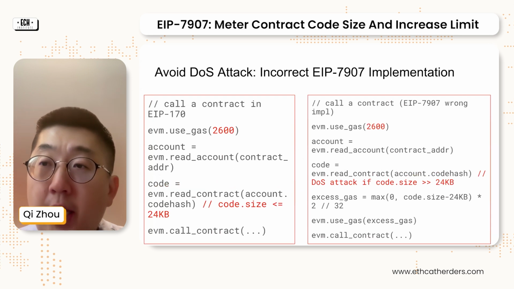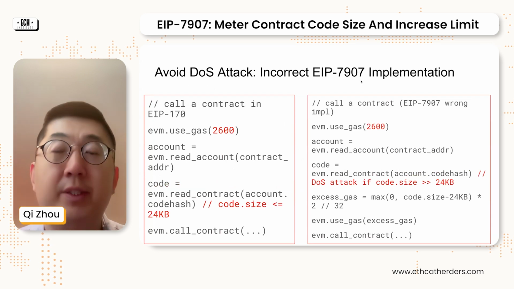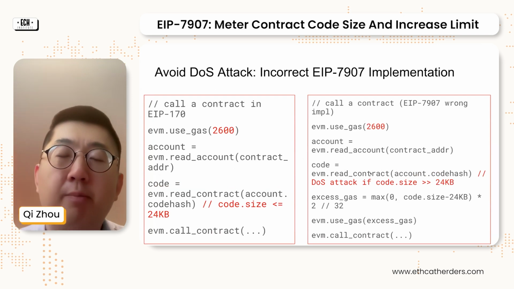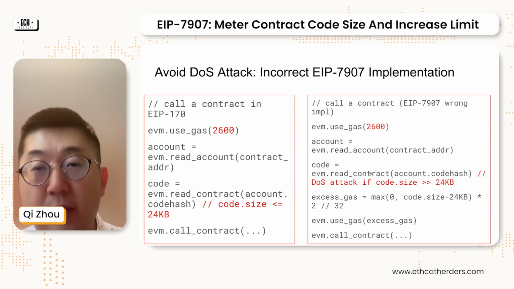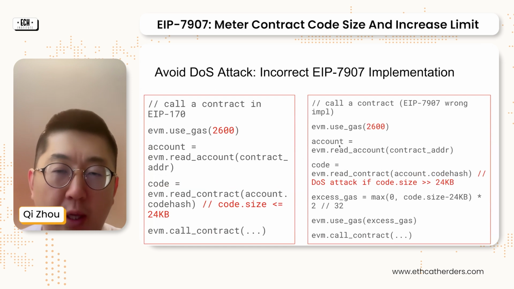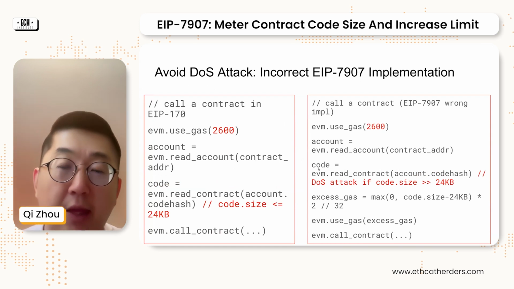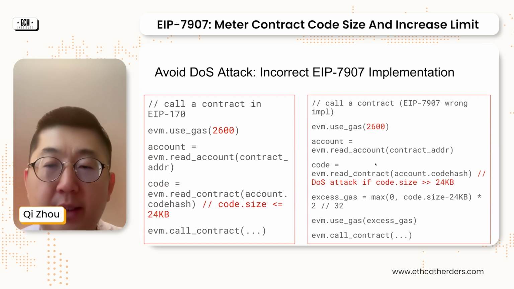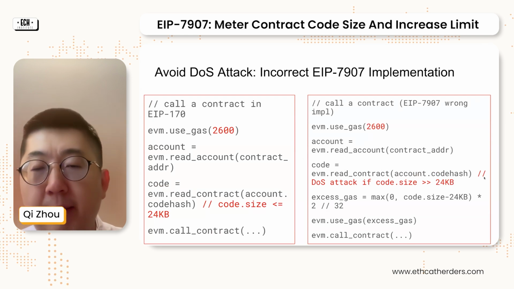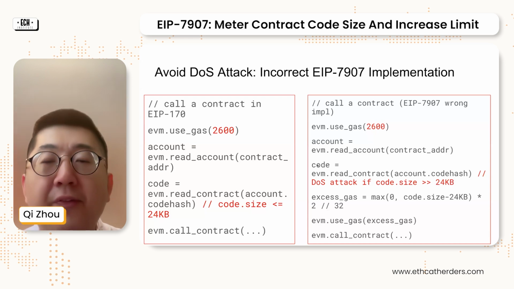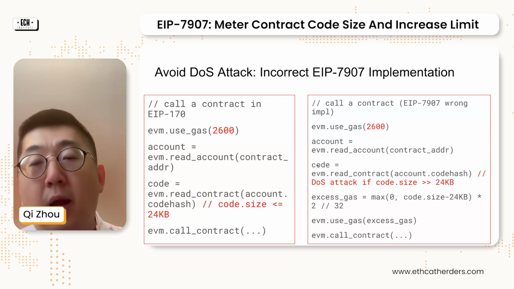However, in the EIP-7907 case, it is a little bit tricky. On the right-hand side is a wrong implementation that supposedly implements 7907 incorrectly. We first charge 2,600 as before, read the account, which is the same as before, and then read the code directly using the code hash. And this is something that can be broken if the code size can be greater than 24 kilobytes, because we undercharge for the corresponding expensive resources.